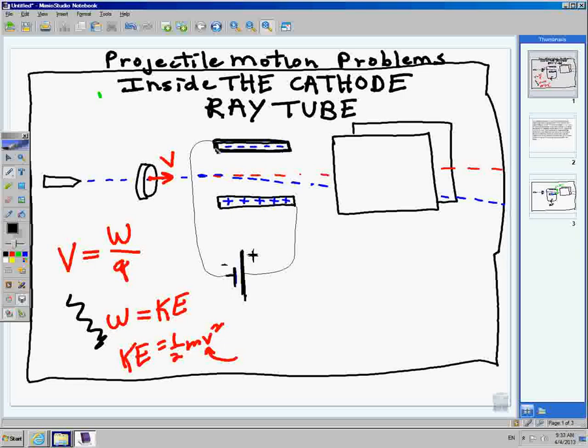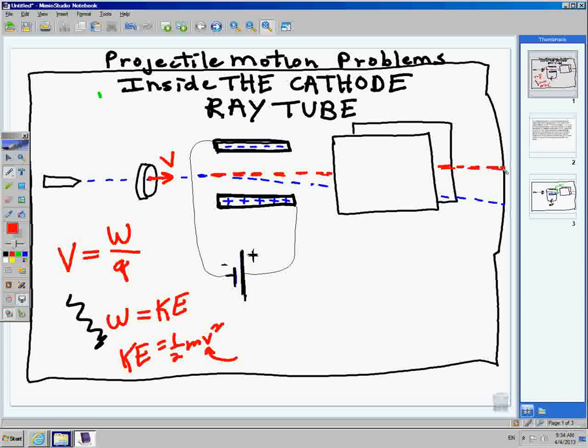Then when that electron goes into these oppositely charged plates, in between them right there, if they were neutral, the electron would just continue to go straight on through, as I showed with this red line right here, and it would hit the screen right here.